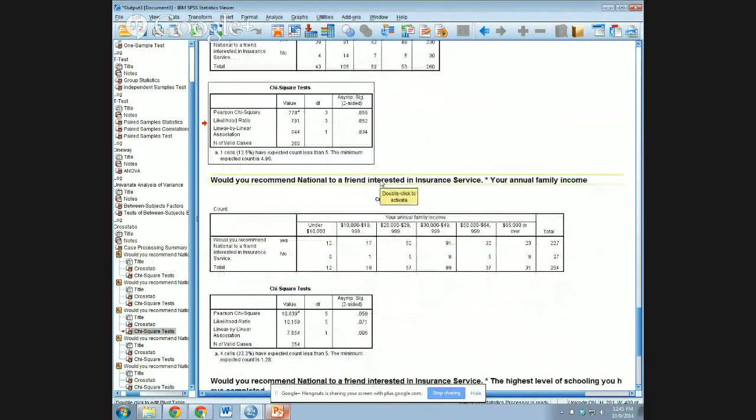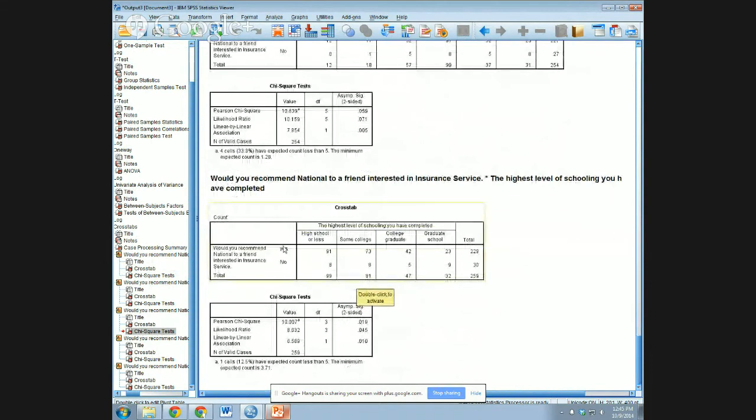How about income? We look at this, 0.059. It's almost a significant relationship, but it's over the threshold. So there's no relationship between recommendation and income. How about schooling? Chi-square shows, yes, there is a relationship at less than 0.05 between schooling and recommendation. So we'll keep that. And that's the only relationship there is. So all we know is that there is a relationship between recommendation and schooling.